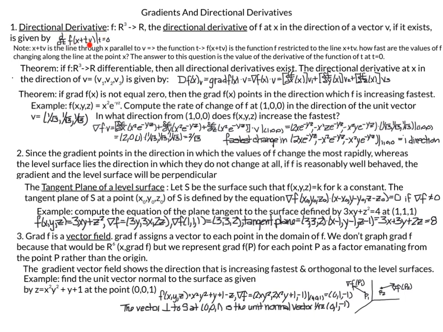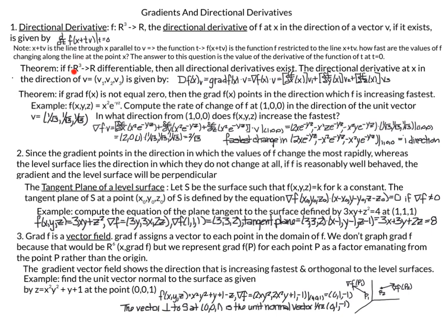So we're at the point x, and we want to be in the direction of v. Here is our line, x plus tv. This is the line through x parallel to v. The function that goes from t to f of x plus tv is the function f restricted to the line x plus tv. When we ask how fast the values of f are changing along that line, in the direction v at the point x, the answer is the value of the derivative of the function at t equals 0.